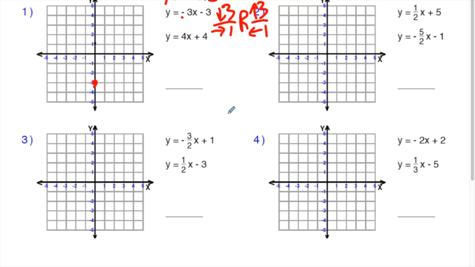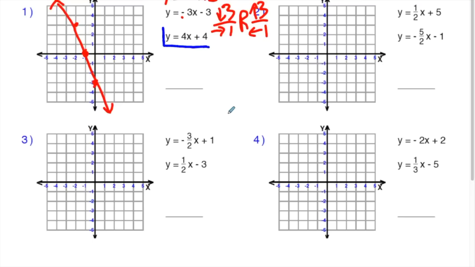So from this point, we are going to count 1, 2, 3, over 1. Okay? So up 3, left 1, up 3, left 1. I think I can keep going. Up 3, left 1. And that's about it. So I'm going to connect those dots. Make my arrows. If your lines do not have arrows, then that is not a line. You need to have those arrows. All right, let's start with the next one.